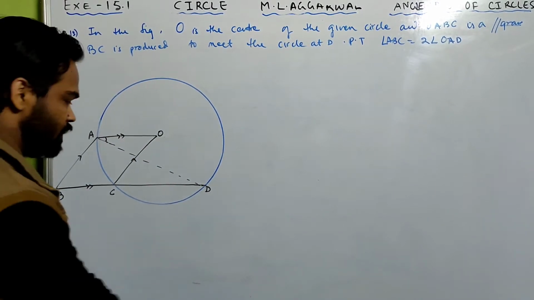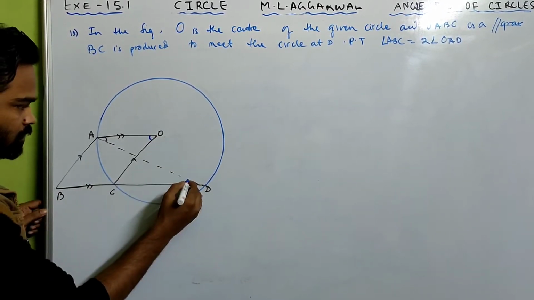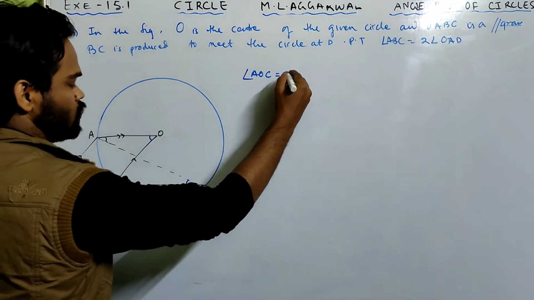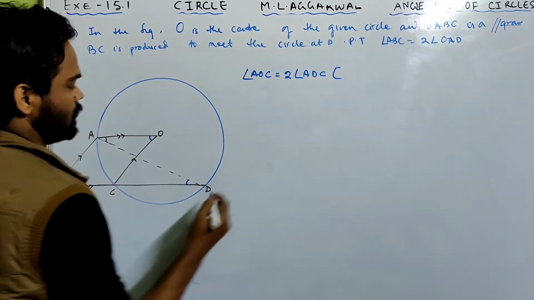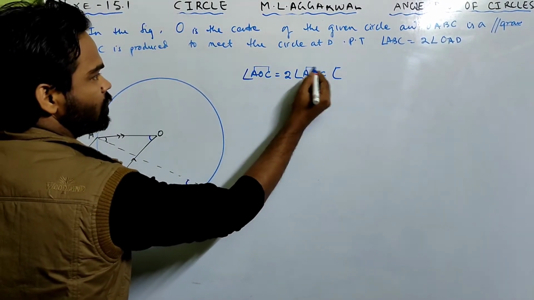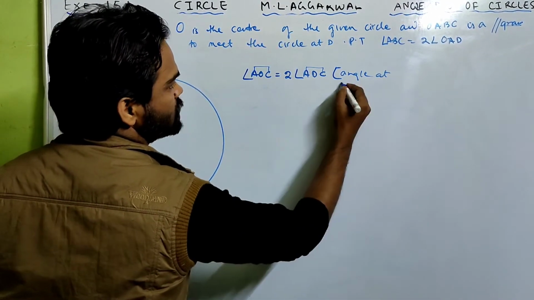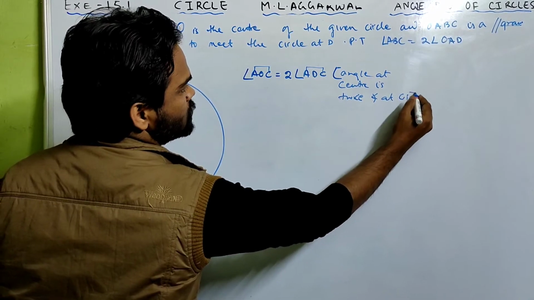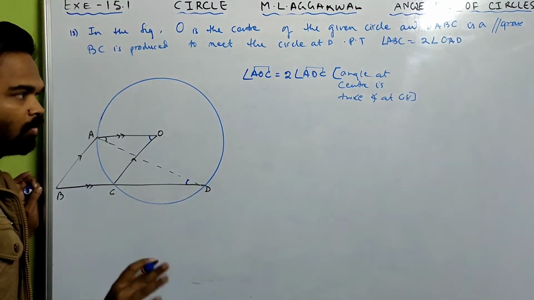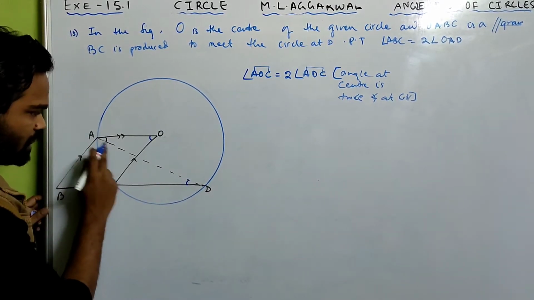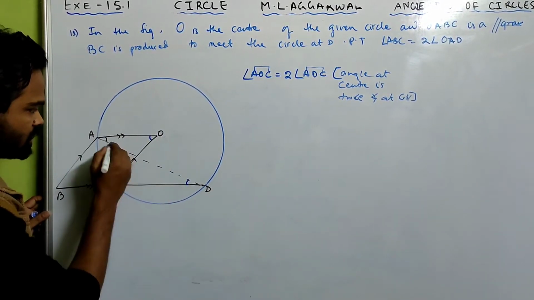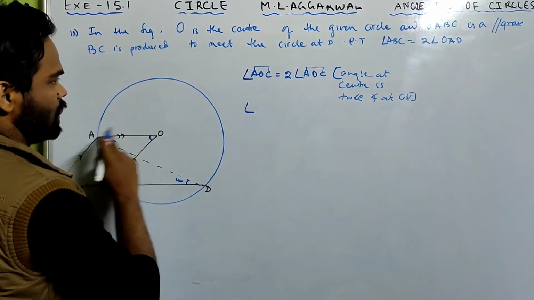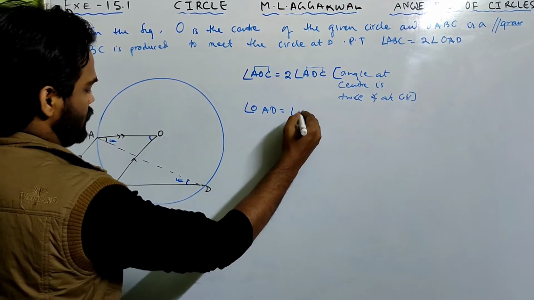Now look carefully. First thing, look at these two angles. Angle AOC is twice angle ADC, isn't it? Because the segment is AC. Angle at the center is twice angle at circumference, isn't it? We know this. Now look carefully. Angle ADC and angle OAD are same. How come? Alternate angle. Angle OAD is equal to angle ADC.